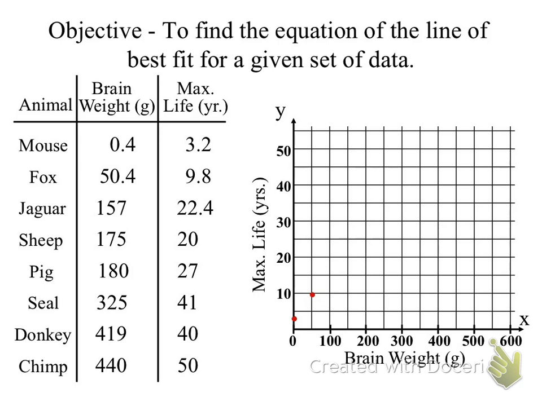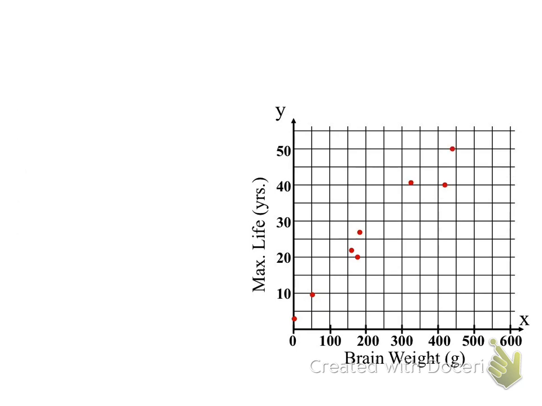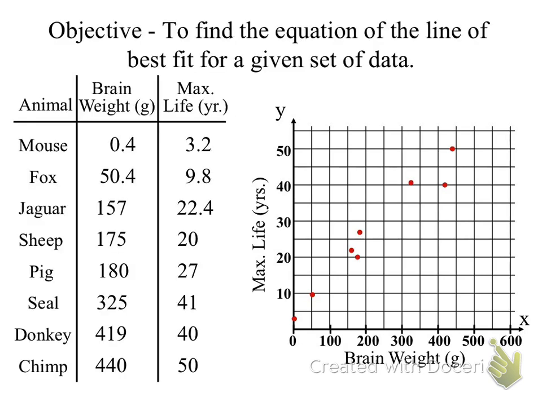And I'm plotting the point. And we go 157 over, a little more, and then 22 up. Then we go 175 across, and then up to 20. Then 180, and all the way up to 27. And I'm going to just keep plotting these points. Are they exact? No. This is what we call a scatter plot because the data is scattered. Okay, this is a scatter plot. The data is scattered.